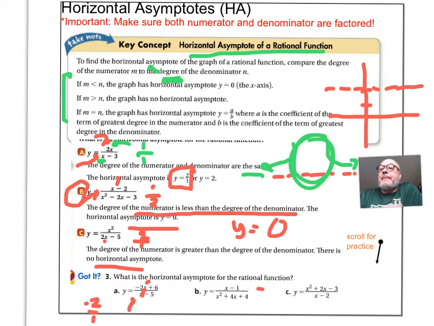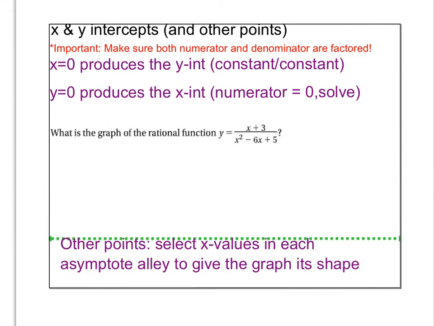Let's look at this one. Degree, highest exponent, is a 1 on the x. You never look at the numbers, you just look at the x's. And the highest exponent is 2, so you have a 1 on the top, a 2 on the bottom. If the degree in the denominator is larger, the degree in the numerator is less than, then you get y equals 0 for b. And this one here, the degree in the top is larger, so this one has none. Okay, so now what targets you're going to be going through here?